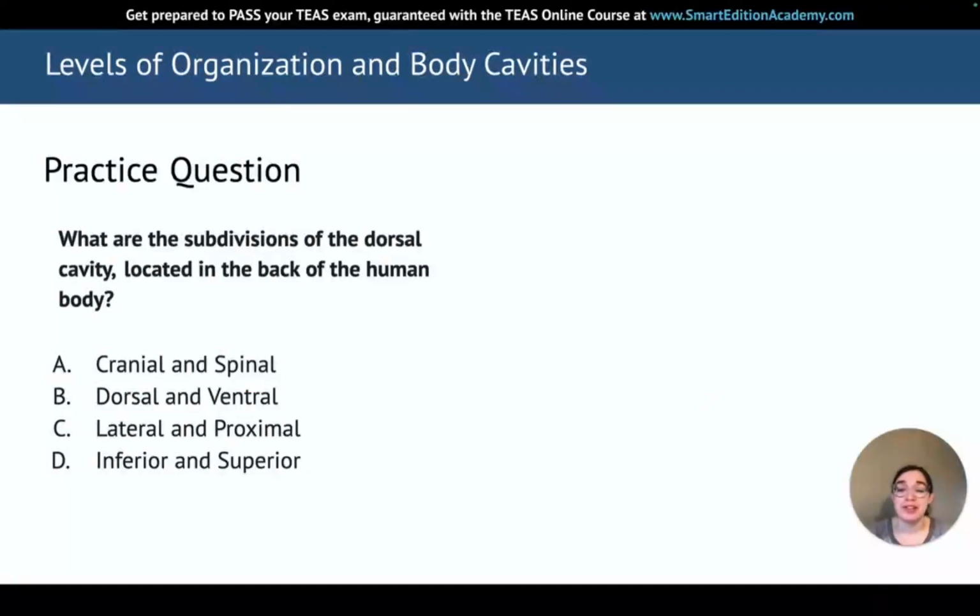What are the subdivisions of the dorsal cavity located in the back of the human body? Is it A, cranial and spinal? Is it B, dorsal and ventral? Is it C, lateral and proximal? Or is it D, inferior and superior? And the correct answer is option A.